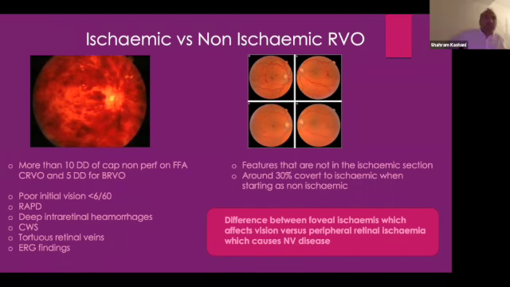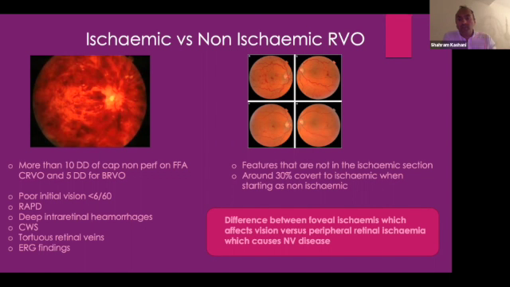So what are the signs that you can look at when you see a patient to see if a patient has ischemic or non-ischemic vein occlusion? Well, the first thing is presenting vision. If the vision is 6/60 or worse, that's a sign that the patient has ischemic retinal vein occlusion. It's the same whether it's central or branch retinal vein occlusion. The second sign is presence of a relative afferent pupillary defect.